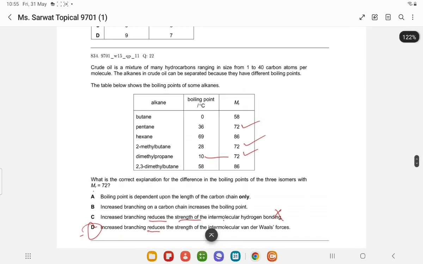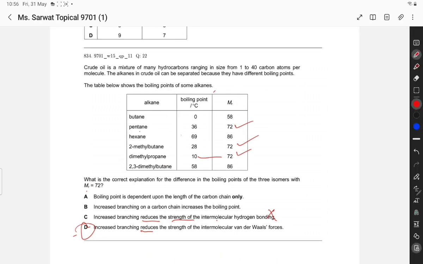Next question is, crude oil is a mixture of many hydrocarbons ranging in size from 1 to 40 carbon atoms per molecule. The alkanes in crude oil can be separated because they have different boiling points. The table below shows the boiling points of some alkanes. Butane, pentane 36, hexane 69, 2-methyl.